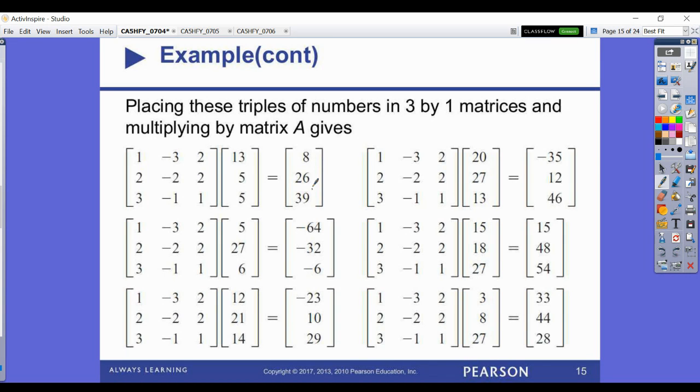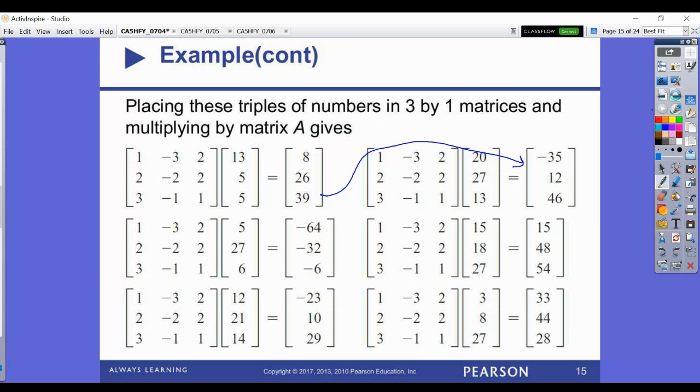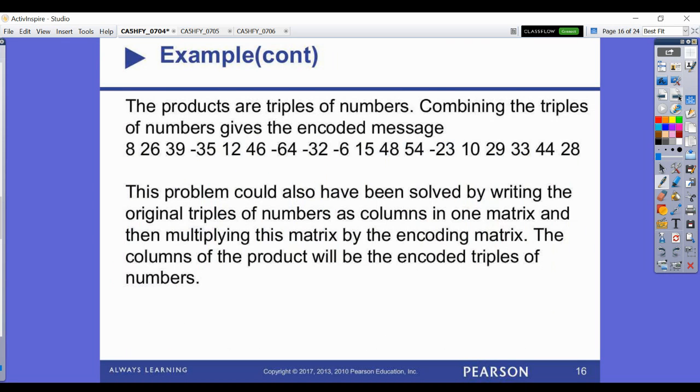So if I was sending this secret code to someone, I would send the message 8, 26, 39, and then we go over here, -35, 12, 46, 16, and you could send all that. If you do the multiplication, if you're doing this in your calculator, it's easier just to do it all at once. And this is a 3 by 6. So your answer is going to be a 3 by 6 message that you send with all these numbers in it. And then they would have to have our matrix to undo it.